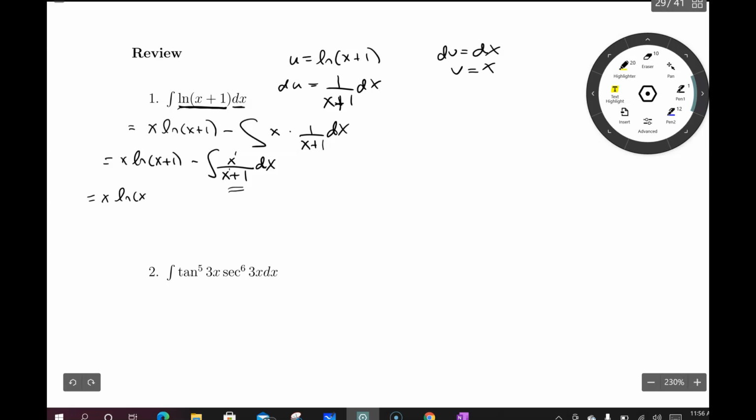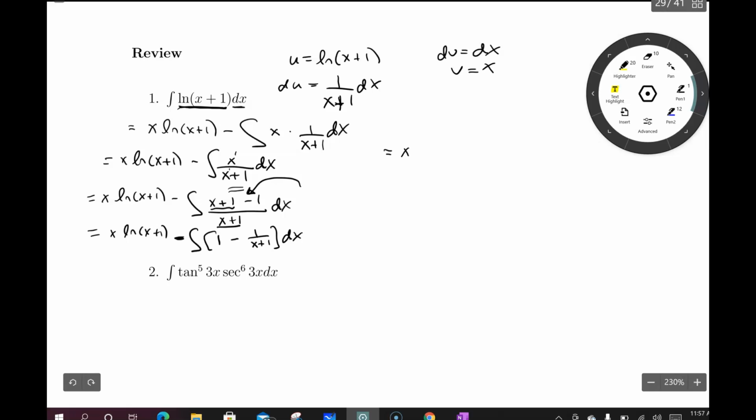Add 1 and subtract 1. I like doing that. So I'm going to add 1 and subtract 1 in the numerator, and then I'm going to split around this negative. So keep this negative out in the front, right? So I've got x plus 1 over x plus 1, which will be 1 minus 1 over x plus 1 dx. Okay, so x ln of x plus 1.